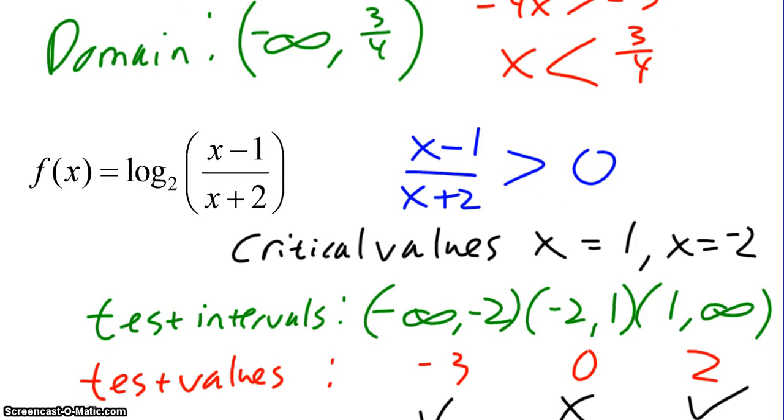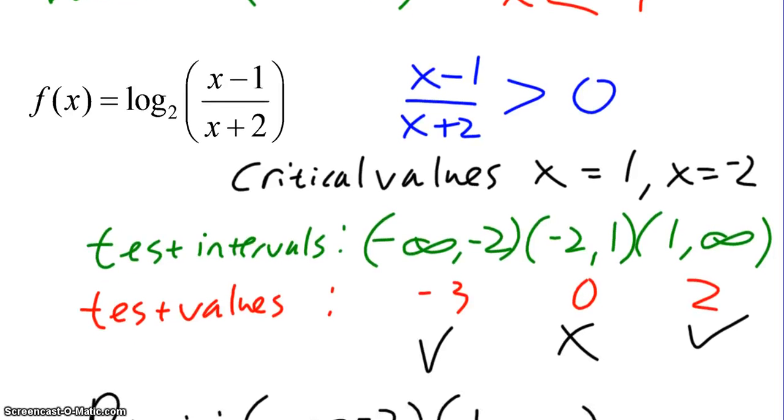On the second one, f of x equals log base 2 of (x minus 1) over (x plus 2). So we start out the same way, (x minus 1) over (x plus 2) is greater than 0. This is a rational inequality. We do not multiply both sides by x plus 2. We need to find our critical values, which is where we set the numerator equal to 0 and solve for x, and we set the denominator equal to 0 and solve for x. It's already factored for me in this case, so I just get x equals 1 and x equals negative 2.